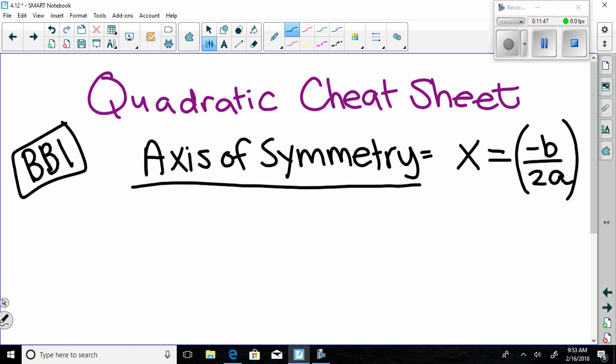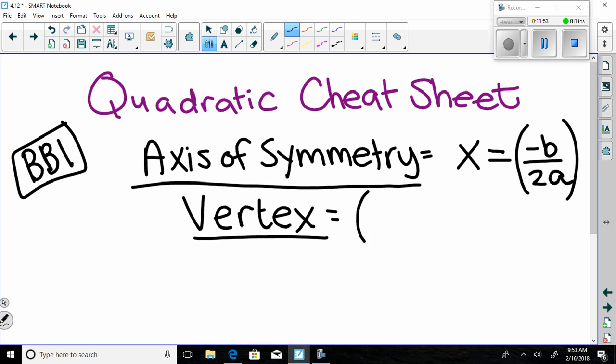Vertex means both coordinates, right? So your x and your y. So we know for the vertex, your x coordinate is your axis of symmetry. So we can just write AOS and put a little arrow right there. And how do we get the y coordinate? What did we do with the x coordinate? Plug it in. So you should have two coordinates.